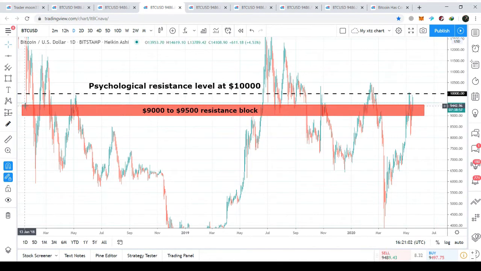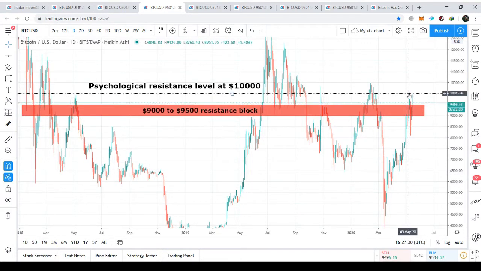For example, here we can see that it has worked as resistance. Here it was working as resistance. Here it was working as support, and now here in May 2018 it was working as resistance. And here it has worked as resistance, here as support, and here as resistance. Here it was working as resistance, but after breaking out of this resistance level, the price action was not able to retest this resistance successfully, like we have witnessed recently.